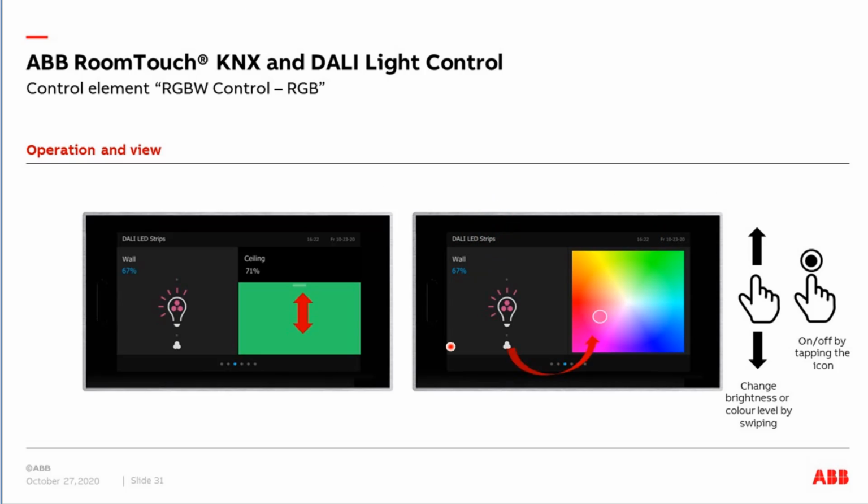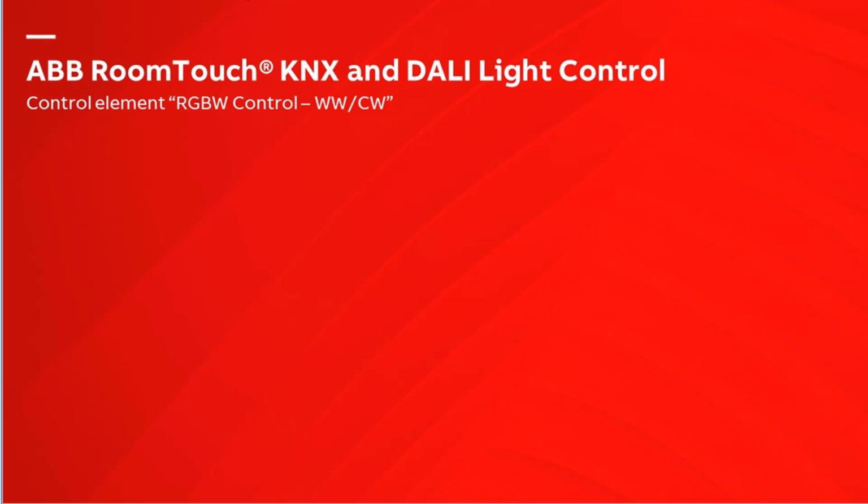In the landscape mode I can do the same. Via swiping I can dim darker and brighter, and when I click, for example, on this element, a new window pops up, and here I can change, for example, my color level. This is very easy, and when I finish I go back, and then I can again switch off and switch on my color. Good, so far the operation of RGB color light with the ABB RoomTouch.